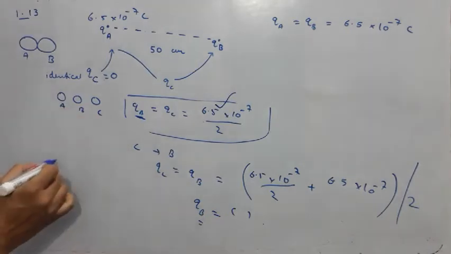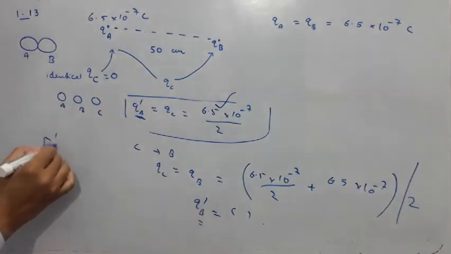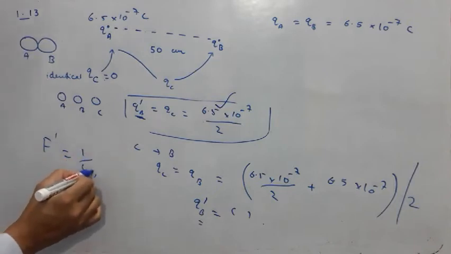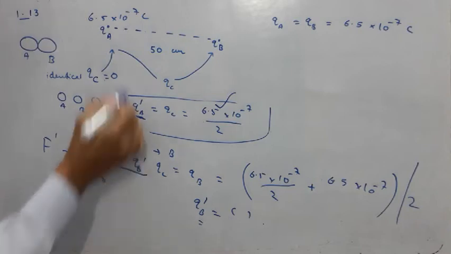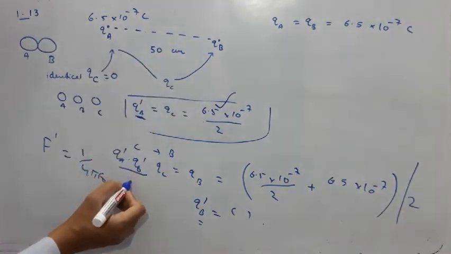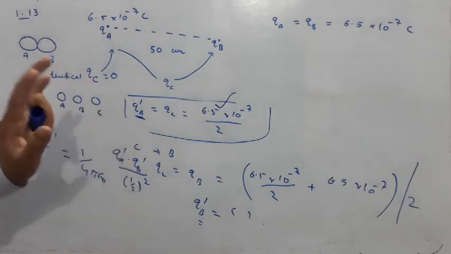Therefore the new force, so I will write it as QA dash and QB dash. So the new force which I write as F dash will be 1 by 4 pi epsilon naught QA dash into QB dash by separation, which is 50 centimeter, that is half meter, square. Calculations you can do, and that is the method.